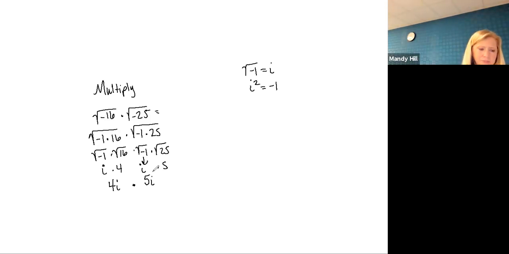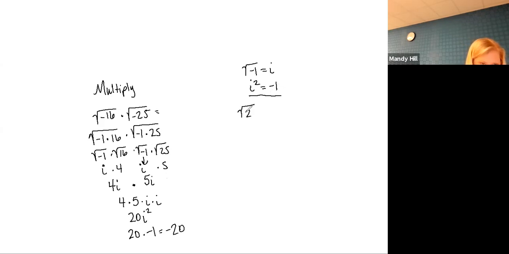Okay. Now, when I put those together, I would do 4 times 5, and then I would do i times i. Well, that's 20. And then i times i would be i squared. Now hold on a minute, because we have this thing up here that says i squared is equal to negative 1. So we've got 20i squared. Well, that was going to be 20. And since i squared is equal to negative 1, the final answer is going to be negative 20.